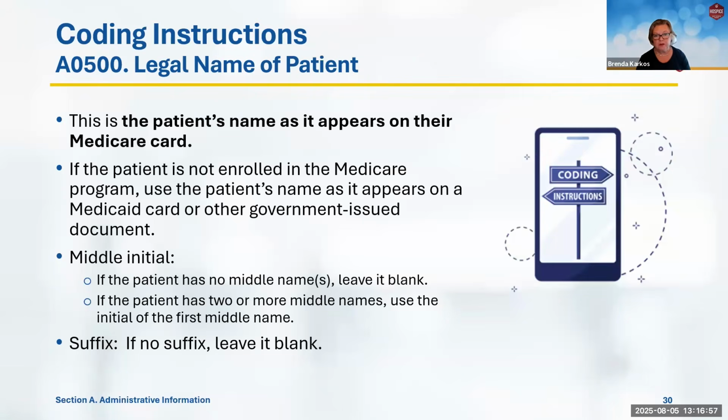Let's go over a few of the coding instructions for the legal name. This is the patient's name as it appears on their Medicare card. If the patient is not enrolled in the Medicare program, use the patient's name as it appears on a Medicaid card or another government-issued document. For a middle name or middle initial, if the patient has no middle name, you would leave it blank. If they have 2 or more middle names, you would use the initial for the first middle name. And for the suffix, if there is no suffix, you just leave it blank.